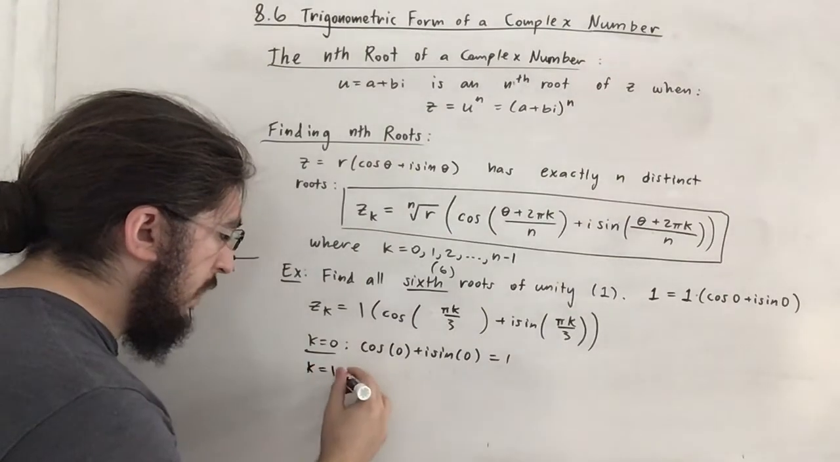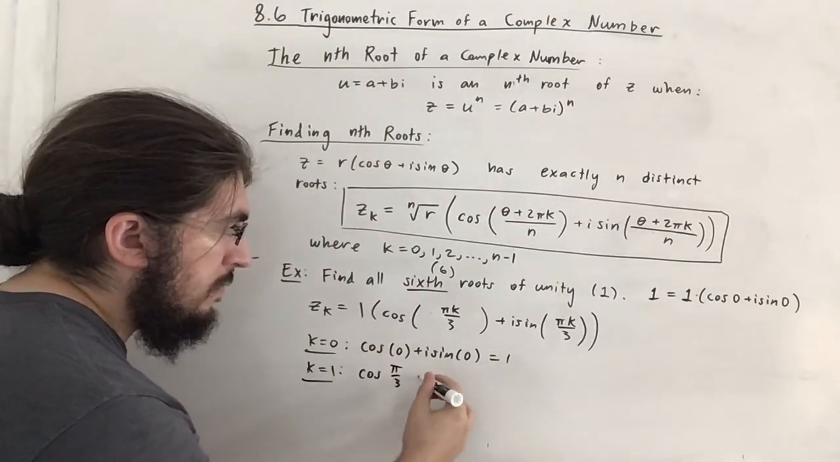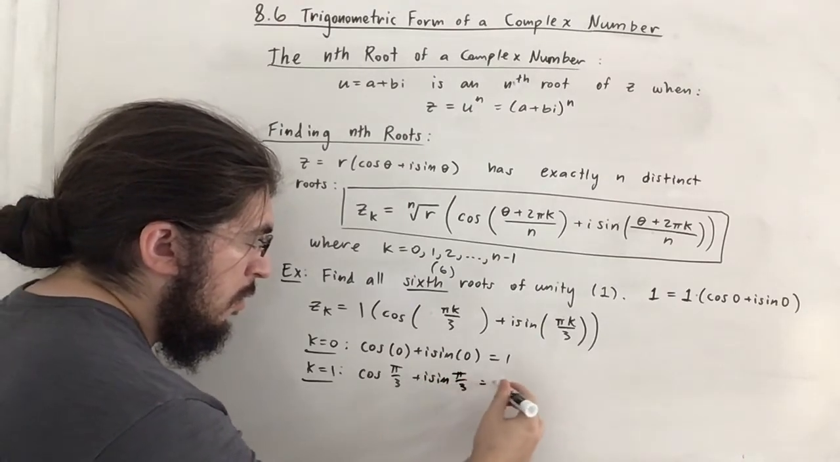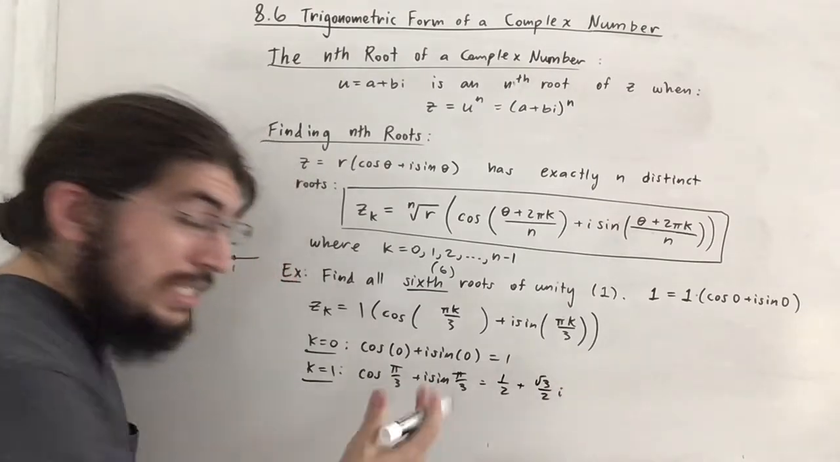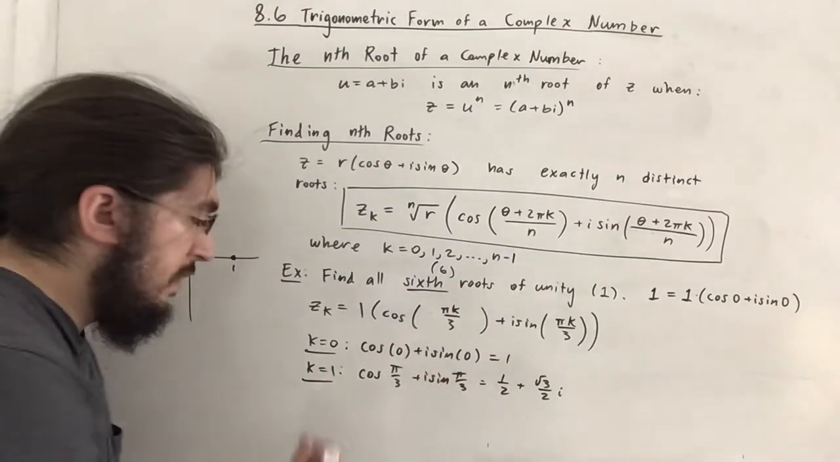What about when k is 1? When k is 1, we get cosine of pi over 3 plus i sine of pi over 3, which is 1/2 plus radical 3 over 2 i. Wasn't expecting that, but if you take this to the 6th power, you will get 1, believe it or not.